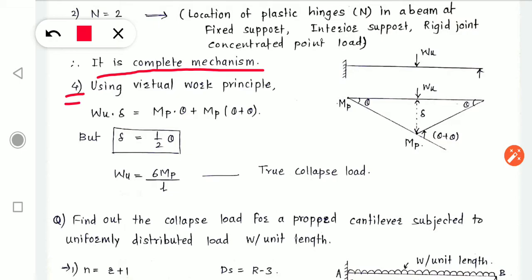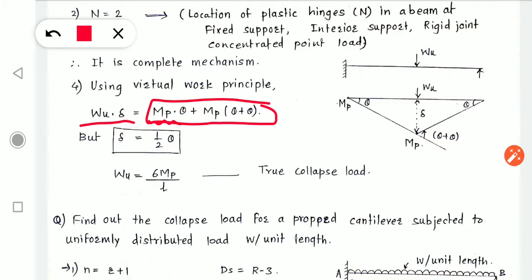Okay, now see further. I said it is a complete collapse mechanism, then I go to the fourth step. In the fourth step, we use the virtual work principle, or principle of virtual work. What does this principle of virtual work say? It says the work done by all the external forces is equal to the energy absorbed by the plastic hinges. Therefore, the mathematical representation of it is W into delta is equal to MP into theta. Now, how have I written this? Be focused.